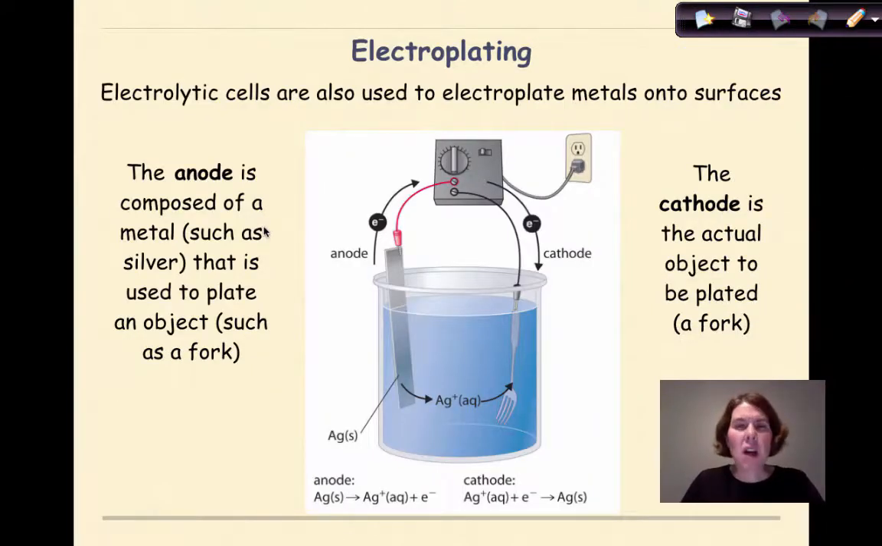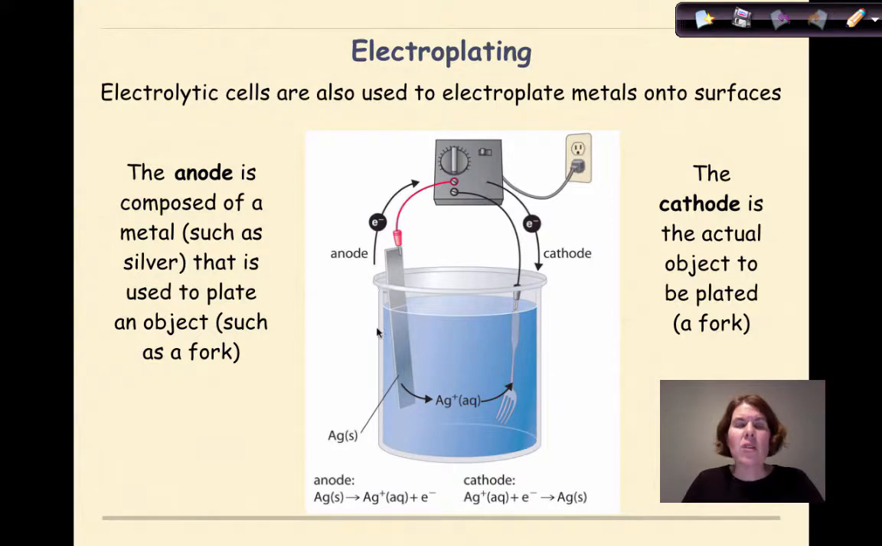And all of these green dots are basically representing this chlorine gas bubbling out of solution and out of the beaker. Now let's talk about electroplating, which is just another way of using an electrolytic cell. So electrolytic cells are also used to electroplate metals onto surfaces. The anode is composed of a metal, such as silver or copper, something along those lines, that can be used to plate an object, such as a fork in this particular situation.